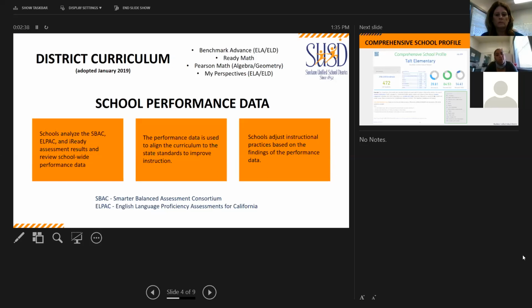We also have district testing, which is a benchmark type of testing. It's called iReady. We are currently doing our iReady testing for our 1st through 8th grade right now, and kindergarten will begin in the next week or two. And our third type of testing that we do at Taft is our LPAC. This is a state test for English language proficiency, for students that come from homes where their first language was not English.